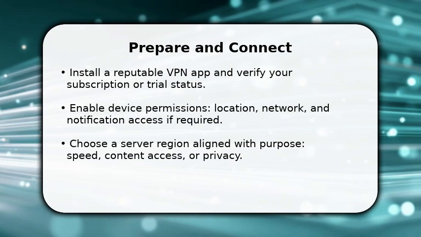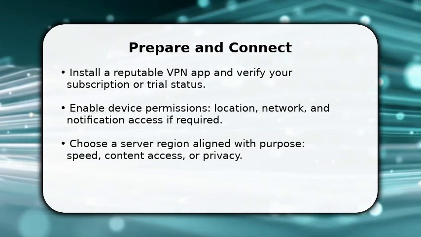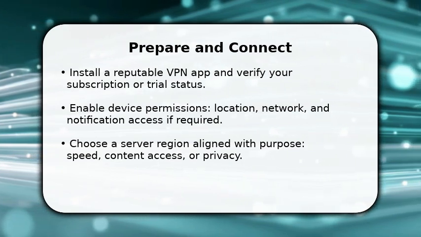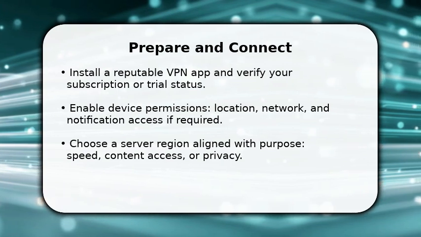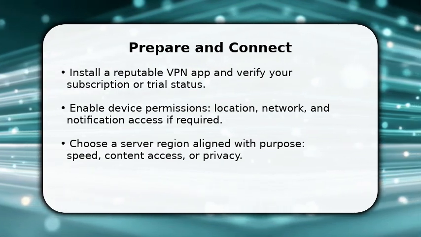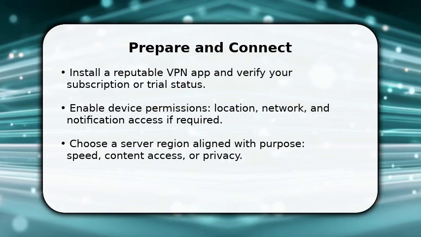Choose a server region that matches your goal, pick nearby for speed, or select a specific country to access region-locked services. Once done, tap Connect and watch the app negotiate encryption. This establishes a private tunnel, so your real IP is hidden, and traffic is routed through the chosen location.